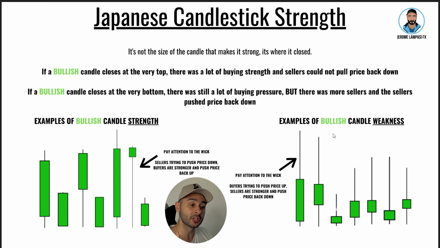Then if you look at the examples on the right, examples of bullish candle weakness. They are still bullish candles because they are closing above the previous candle's close. Pay attention to the wicks once again. Buyers are trying to push price up. Buyers are in control, but sellers are stronger and push price down, resulting in selling pressure, where sellers are interested in this price level and there's real competition for the buyers.